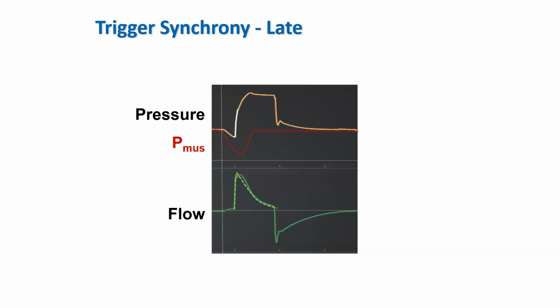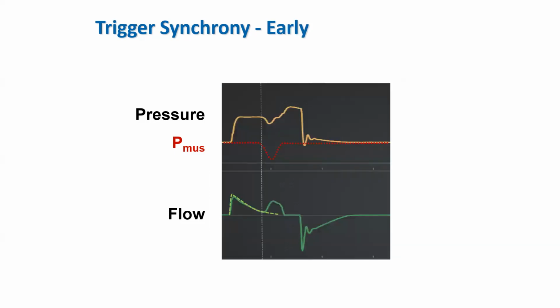The pressure drops way down. This is pressure triggering, and that's probably too much of a delay. You could probably fix that just by changing the sensitivity. Here is what we call an early trigger. Why is it an early trigger? Well, because we see the patient trigger effort doesn't happen till after the ventilator is triggered.